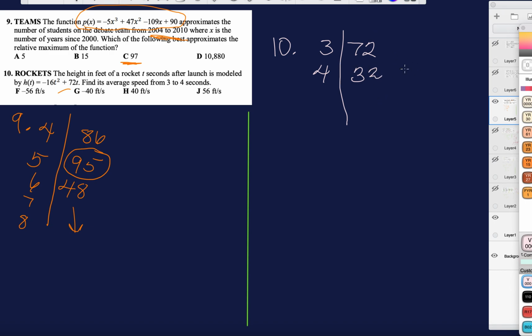So I want to find my change in altitude, right? y2 minus y1. y2 minus y1 is 32 minus 72. And that gives me negative 40. And my change is 4 minus 3, which gives me 1. Okay, well, negative 40, is that an answer? You're absolutely correct. That's this guy right here. Negative 40 feet a second.